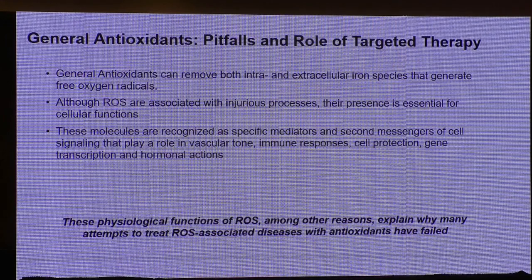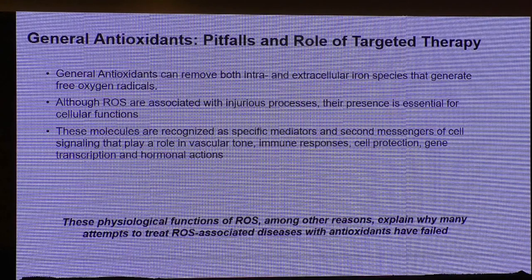Because these molecules can be specific mediators, they can act as second messengers of cell signaling, and these play a role in vascular tone, immune responses, cell protection, gene transcription, and hormonal actions. So yes, if you would like to administer general antioxidant, fine, but you have to be careful, because when you administer general antioxidants, you might be solving the problem that you see, but at the same time, you don't know what else is decreasing in the body. You're messing up the whole physiological redox balance that's already found.